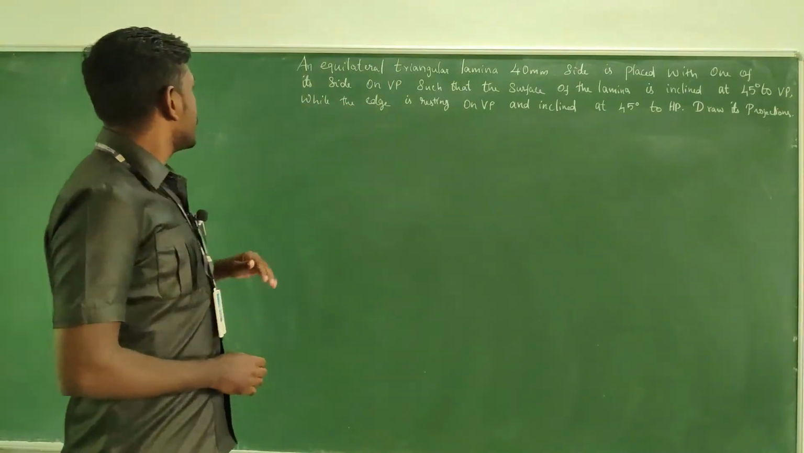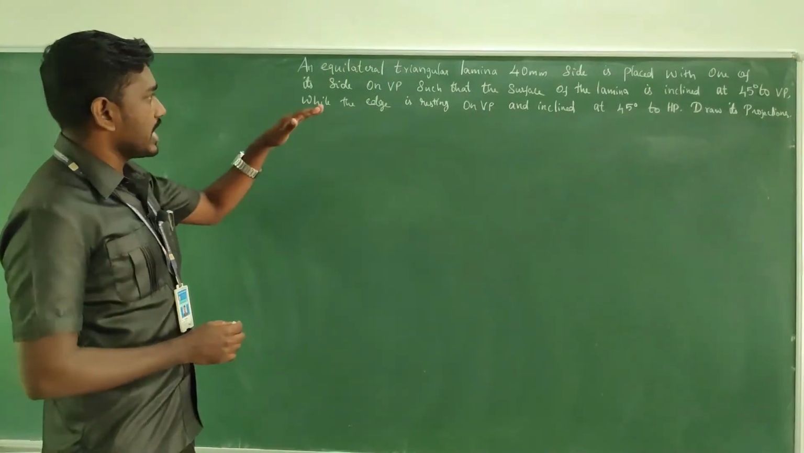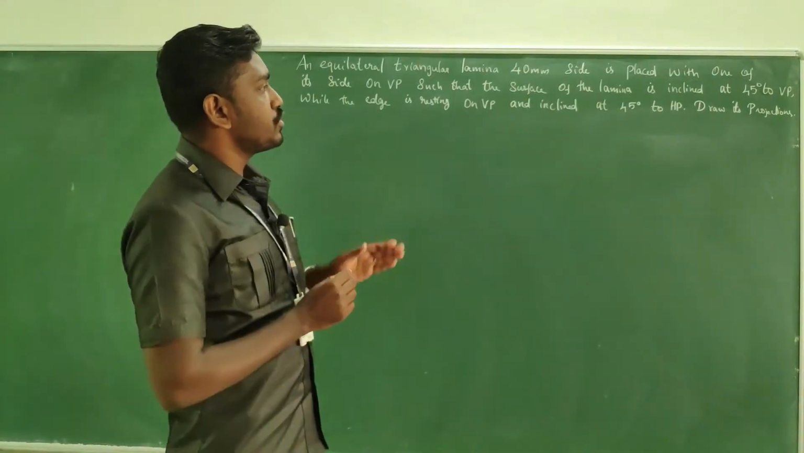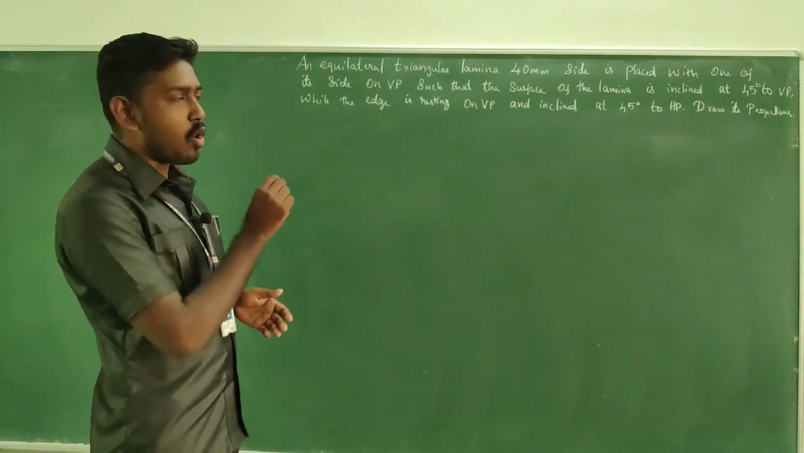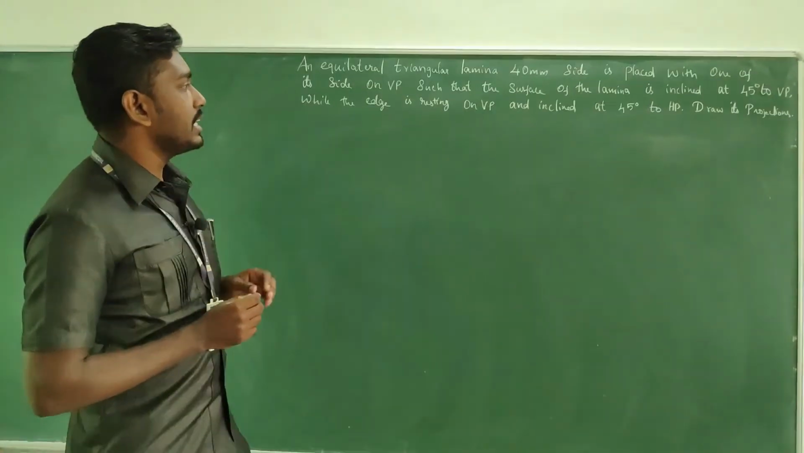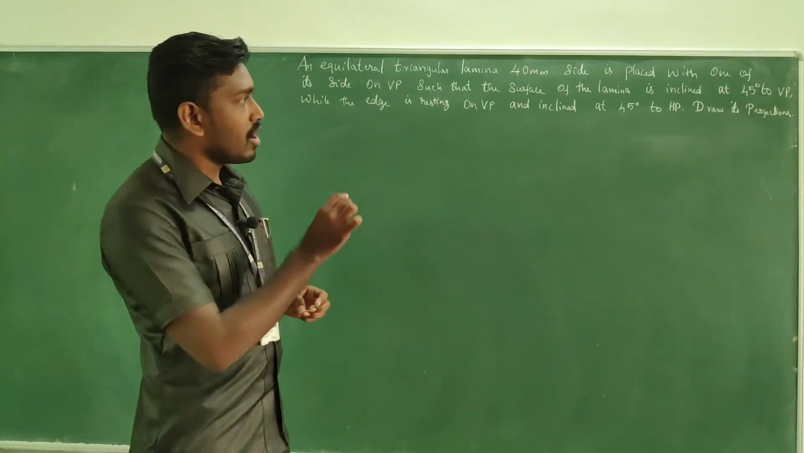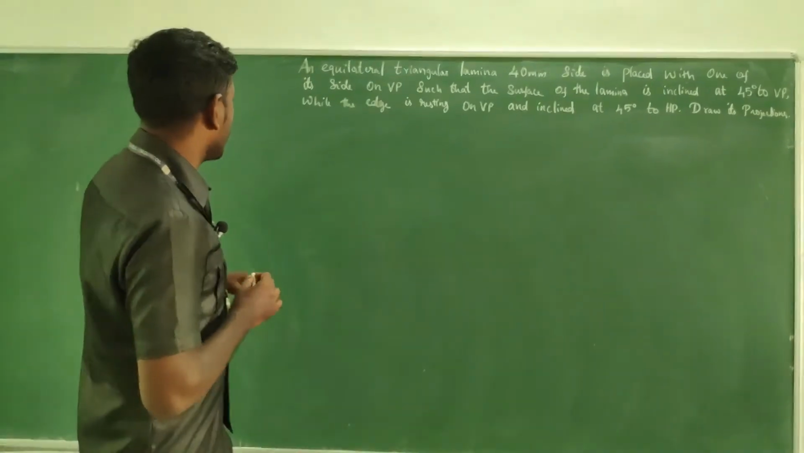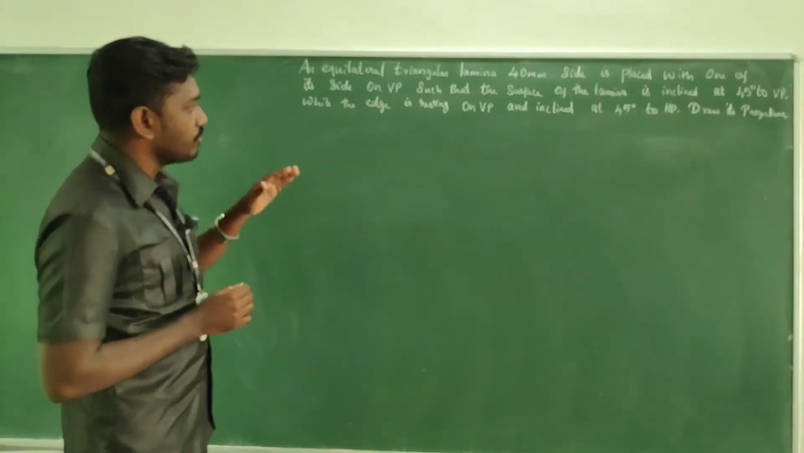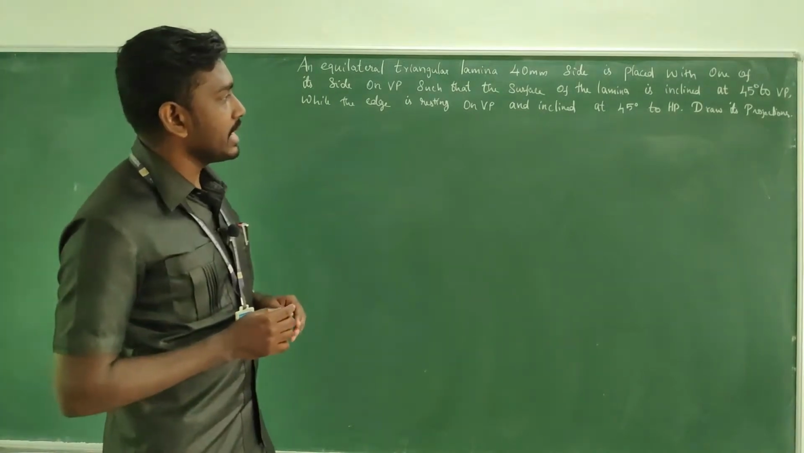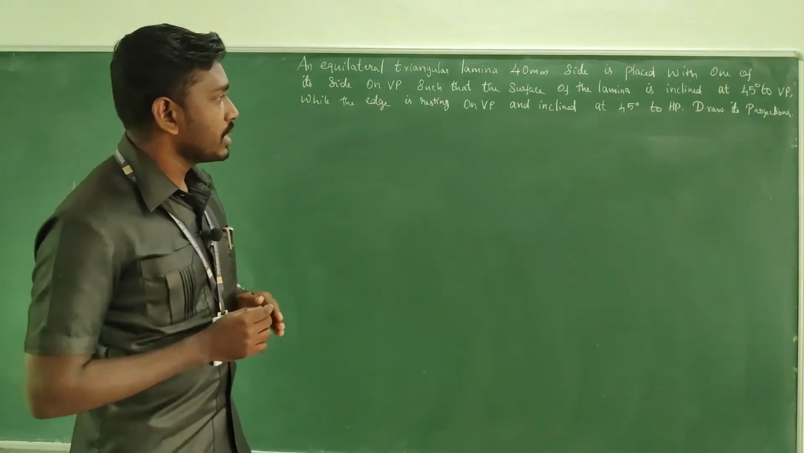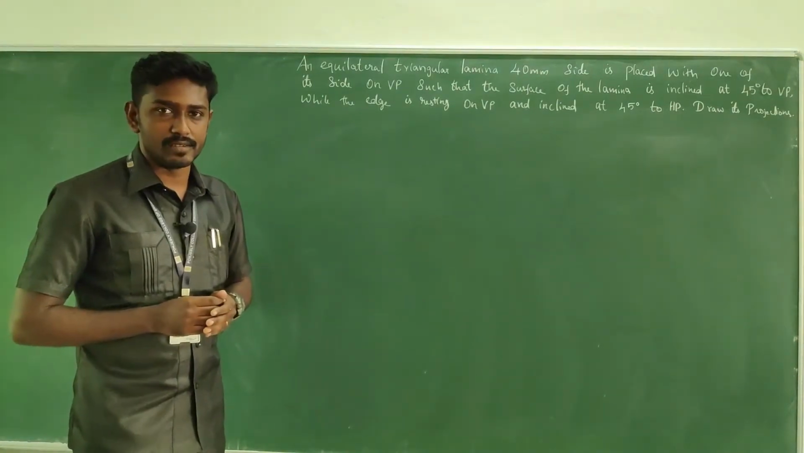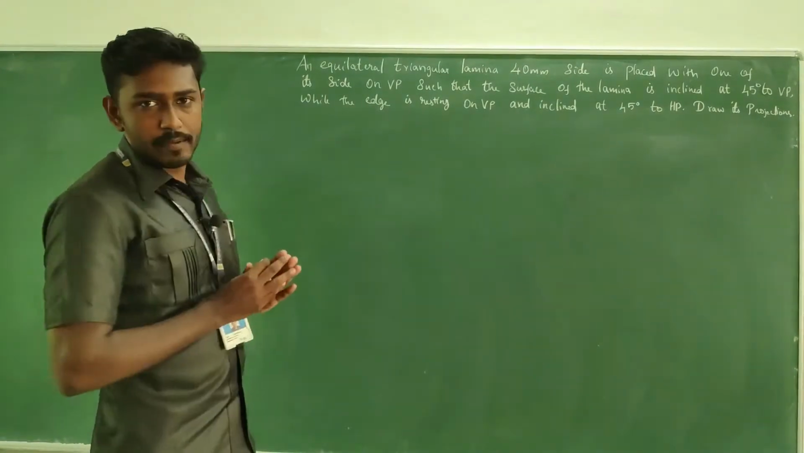The question is: an equilateral triangular lamina 40 mm side is placed with one of its sides on VP such that the surface of the lamina is inclined at 45 degree to VP, while the edge resting on VP is inclined at 45 degree to HP. Draw its projections. So this is our question.